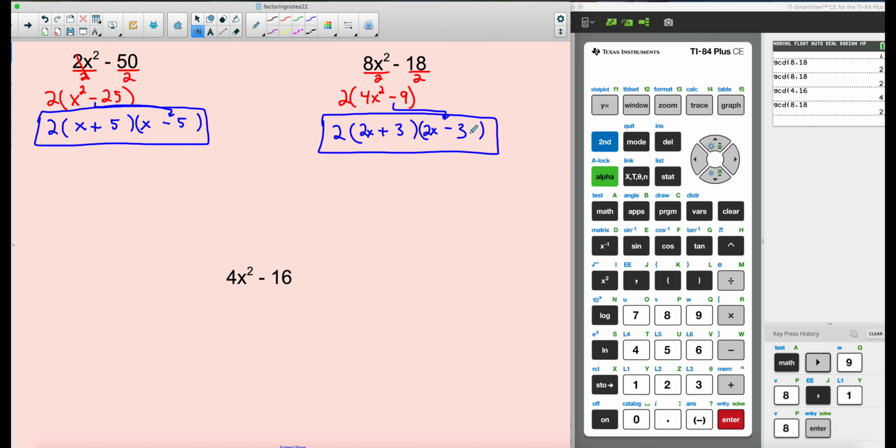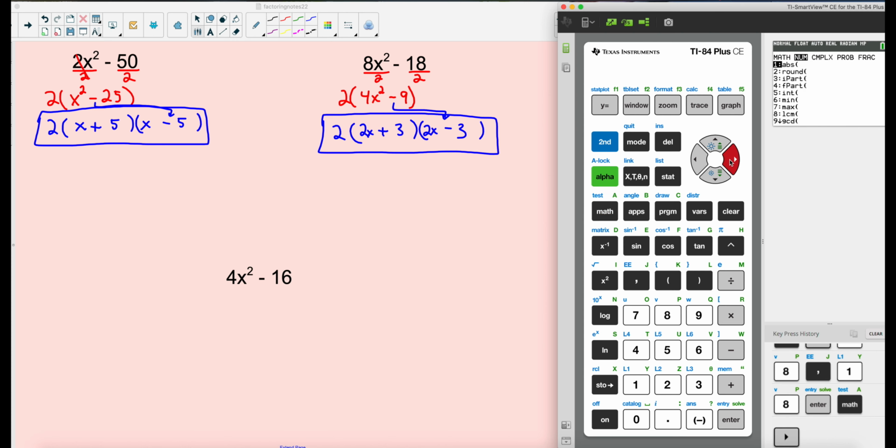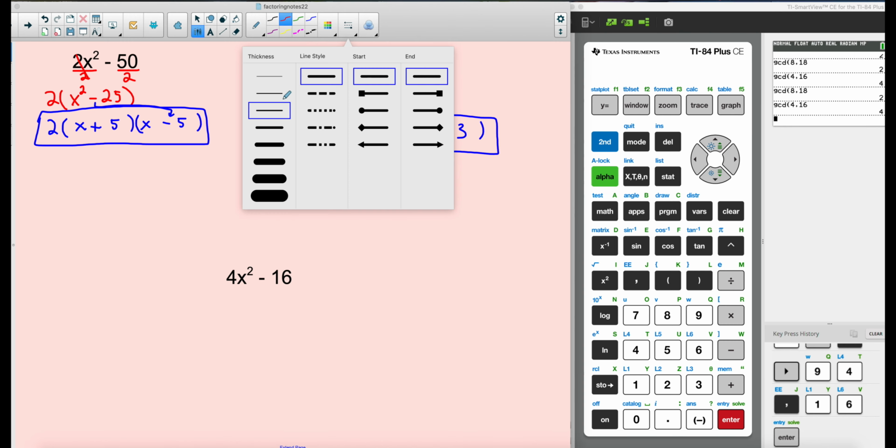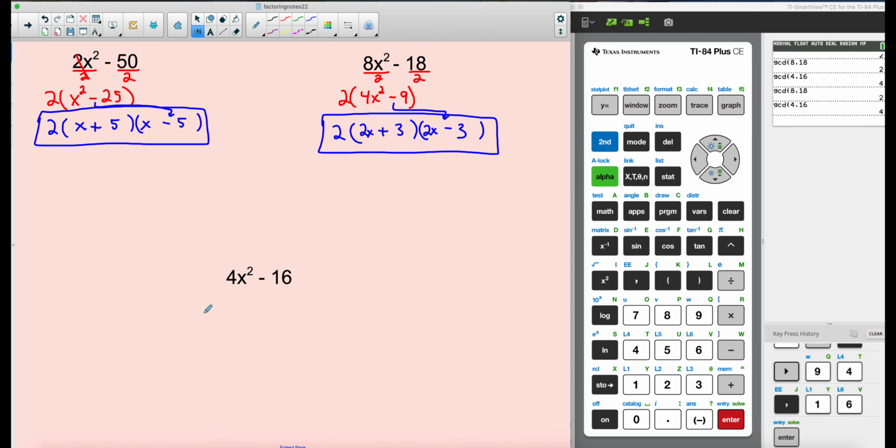Last one. 4x squared minus 16, just in case and just to review the numbers, in case you don't know, you hit the math button, you go to the right, you hit number 9, you put in 4 comma 16, and you hit enter. The greatest common factor here is 4. So, pull out 4. Open one parenthesis. Bring up your 4 and divide. Boom, boom. 4's cancel, guys. You get x squared, minus 16 divided by 4 is 4.